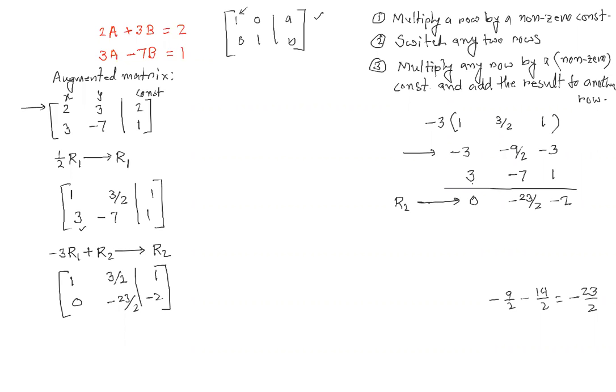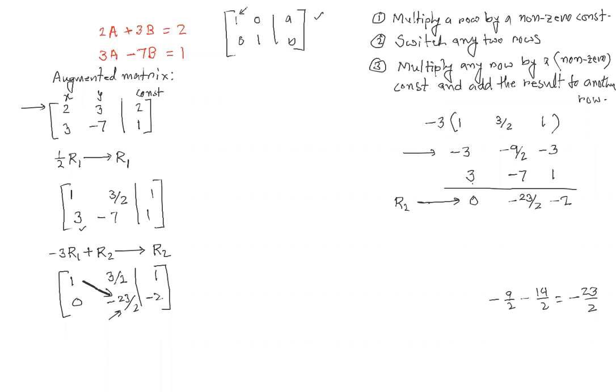Good. So I made the first column, the top leftmost entry 1, and everything beneath that 0. Now I go to the second row, you always travel along the diagonal. So make this entry 1. So how do I do that? That's an easy operation.